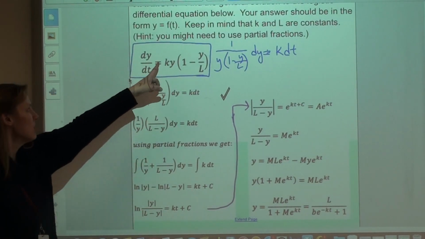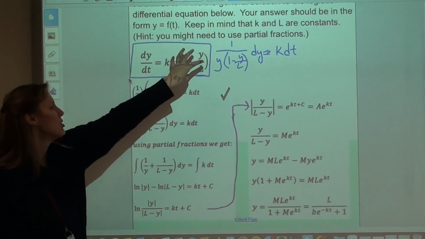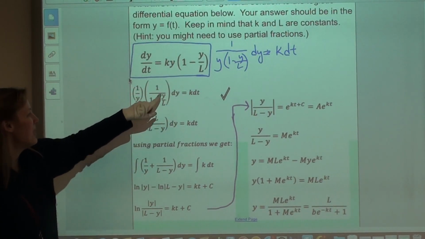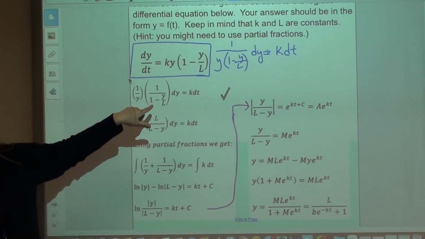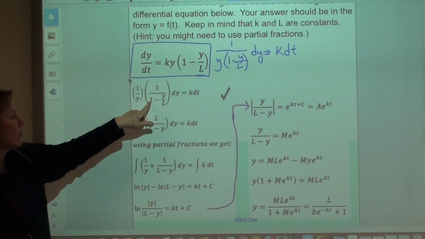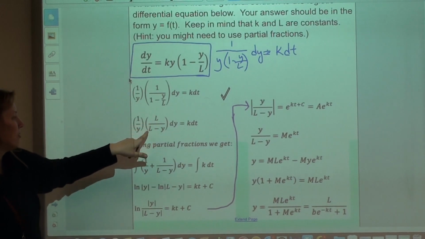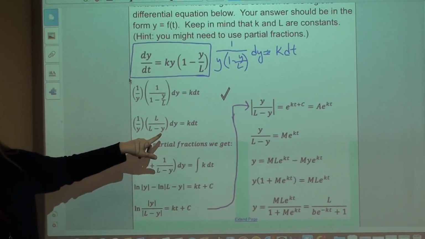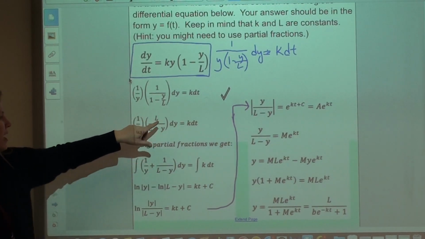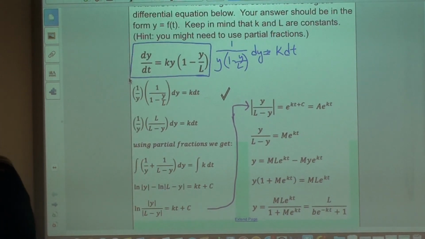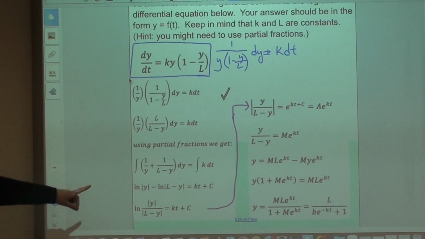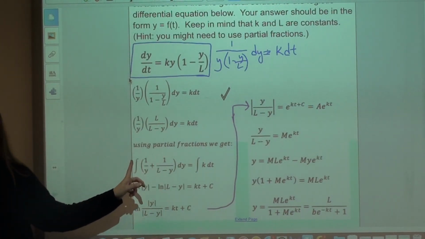So, in order to solve this, when you move your y terms to this side, it makes it easier if you clean up the compound fraction first. So I rewrote 1 over 1 minus y over L as L over L minus y. And then once you got that, you have a lovely case for partial fractions. So when you do the partial fractions, did you all get 1 and 1 for A and B?